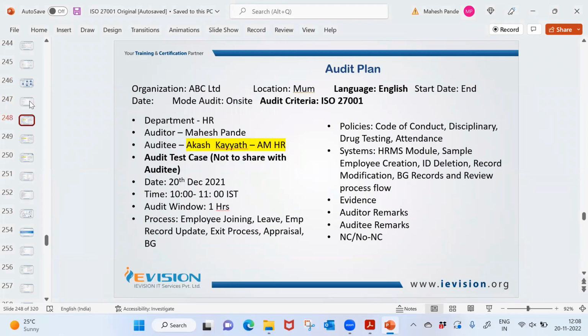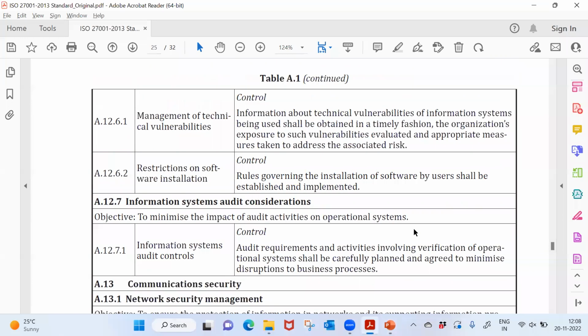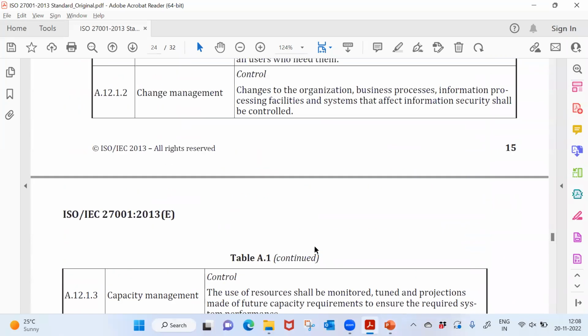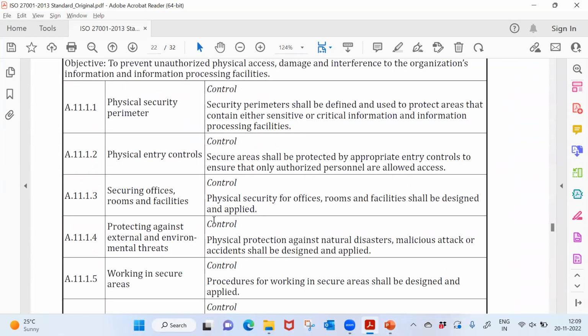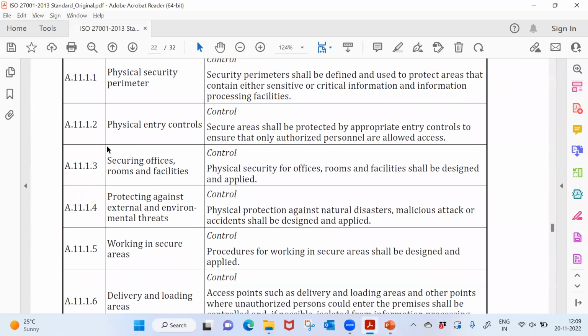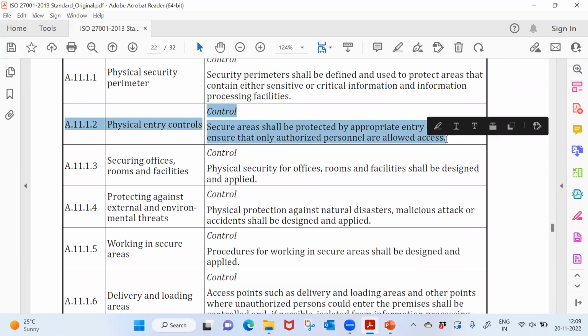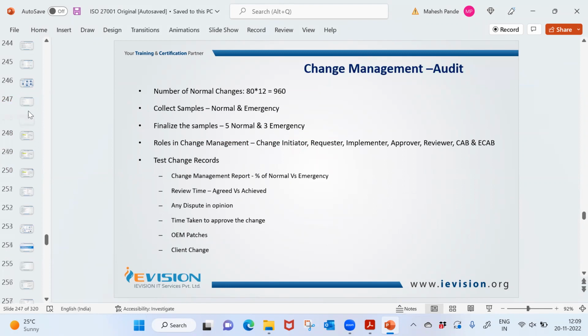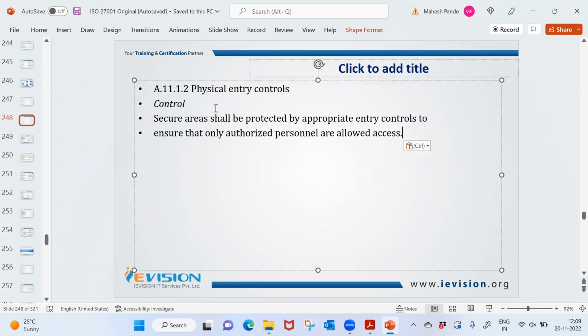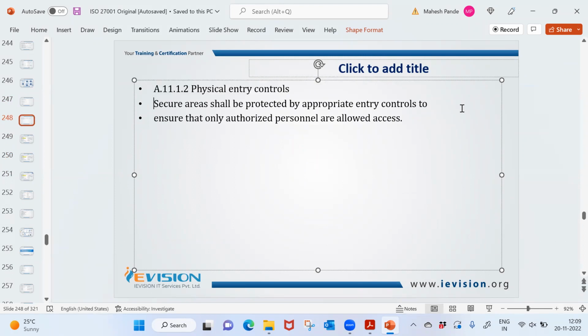Now, Sugato, we were on change management somewhere. Now, I'll pick up randomly another control, and you tell me what you will be testing. Is that okay? Yeah. So what we can do is the physical entry control. Now, I will take one slide like this and copy paste here. There you go.